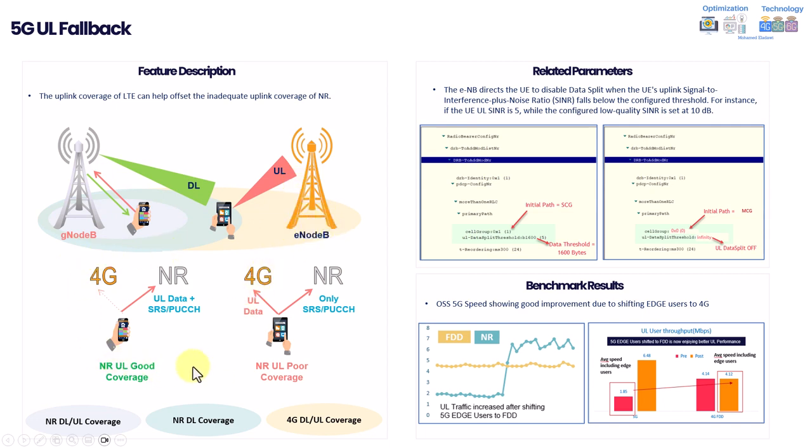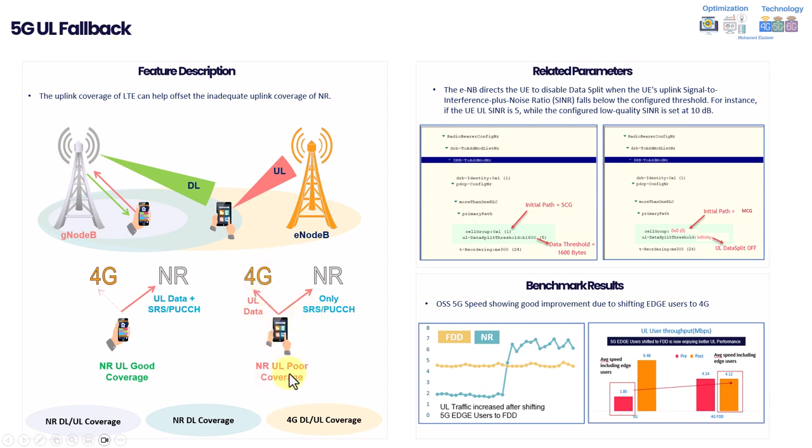If you look into this figure, whenever you have good coverage, the transmission of uplink and downlink data will be through the 5G leg. For the uplink, the uplink data and SRS and PUCCH transmission will be mainly through the 5G leg, as shown here. Once you move to uplink poor coverage, what will happen in this particular case? Uplink data will be through the 4G, but you will still have the SRS and PUCCH reporting still being done through the NR. So the uplink fallback is mainly for the uplink data only.